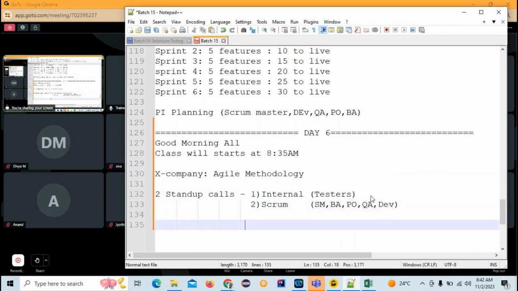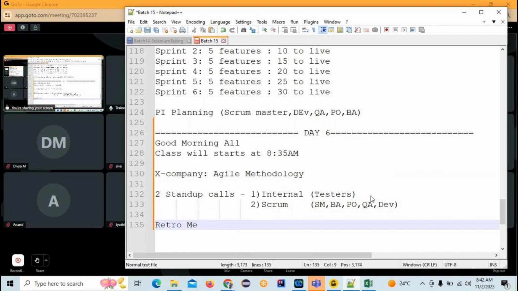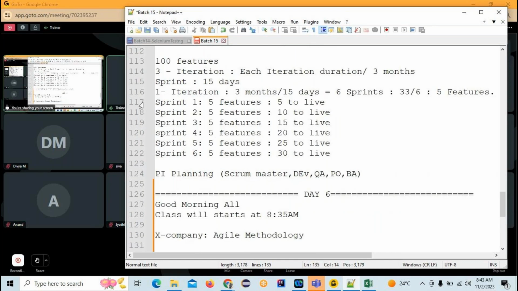I already told you yesterday we have the sprint plannings, right? Whenever a sprint is completed, there will be one meeting. That meeting is called the retro meeting. This is also called retrospective meet or retro meet. We can call it as per our convenience. In that retro meet, for example, sprint one is completed.